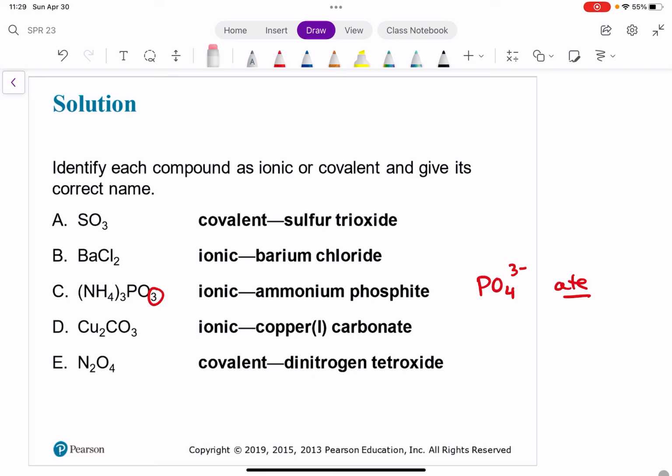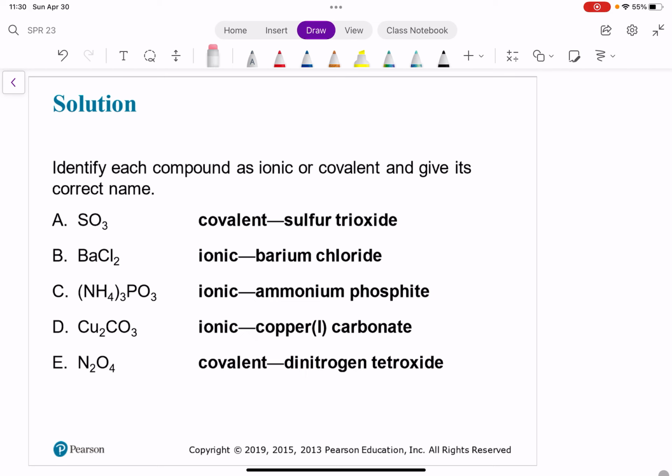Okay. Next one, copper. And what's that next one there? Yeah, that's carbonate. How do we know it was carbonate? We memorized it. Yeah, we memorized it. It's one of our polyatomic ions that we had to memorize. What's the charge on carbonate? Yeah, CO3 2 minus. Yeah. This one was also a little bit tricky.